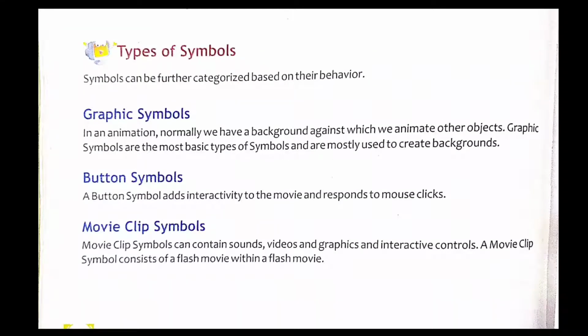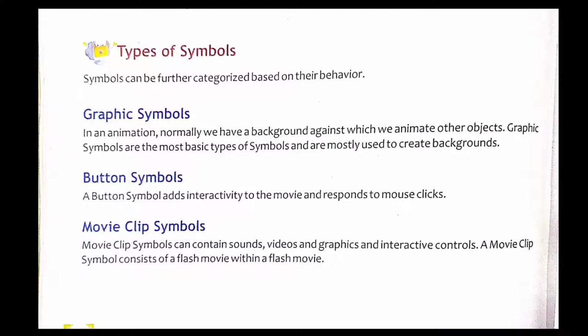Your next topic is types of symbols. There are various types of symbols: graphic symbols, button symbols, movie clip symbols. You know children, what is a graphic symbol? In animation, normally we have a background against which we animate other objects. Graphic symbols are the most basic type of symbols and are mostly used to create backgrounds.